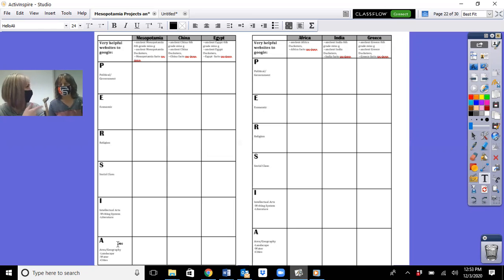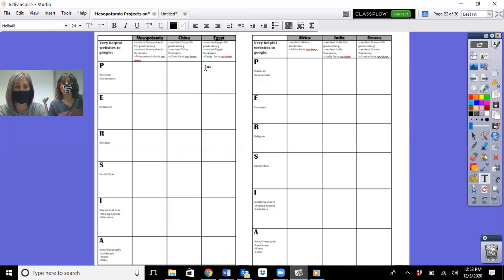Every civilization has each one of these aspects. And so the kind of cool thing is we're going to be able to start comparing, like what is similar, say, about Mesopotamia and Egypt's government, or what is different about their economy. Or we're going to notice their area and geography is both very similar because they both started on rivers. Same thing with China, whereas Greece was kind of started on sea, a large body of water. So we're going to be able to start comparing these, which is going to be pretty fun.